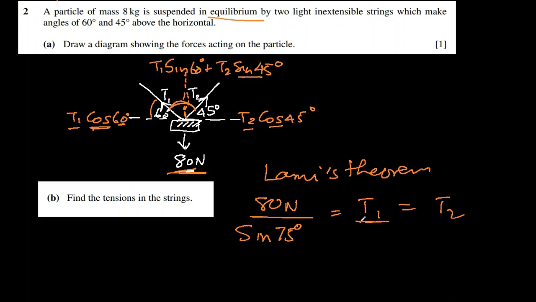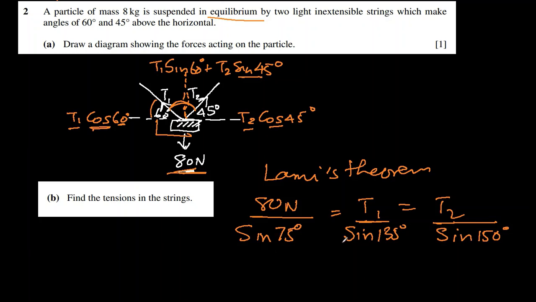Similarly, T1 is this force, and this is the angle which is opposite to T1. So we will find out this one. We know this angle is 90 and this is 45. So a total of 135 degrees is opposite to T1. So we will write sine of 135, and for T2 it will be 90 plus 60, 150 degrees. Sine 150 degrees is the denominator of T2. This is what Lami's theorem is.